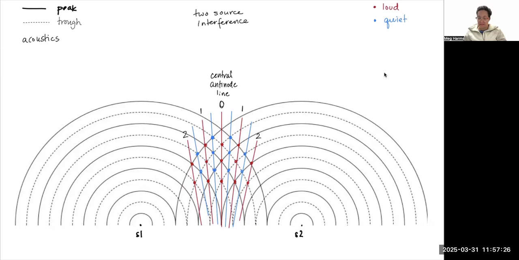Now, the quiet lines are halfway in between the loud lines, so we're going to name them with half numbers. 0.5, 1.5, 0.5, 1.5. All right. So we've got this completely drawn out.